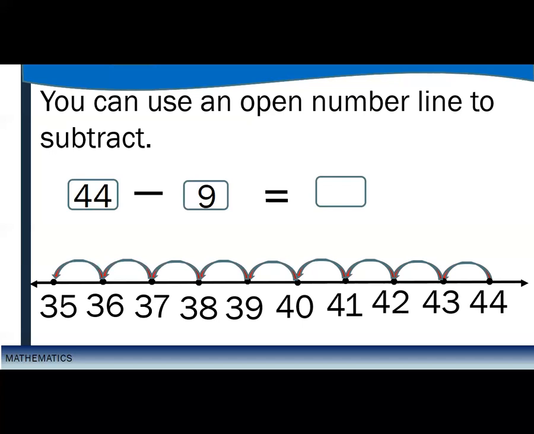And what number did we stop at, boys and girls? Awesome. We stopped at 35. Therefore, 44 subtract 9 equals 35. And now we have put our answer in the box.